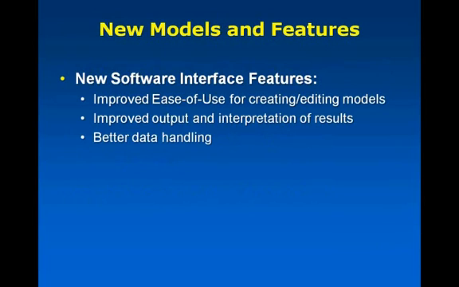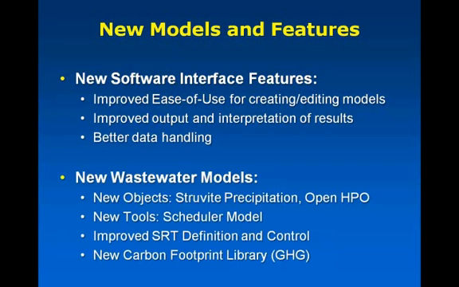We have done some work on our drawing board system, improving the ease of use for laying out a model and working with something a little bit more complex. We've made some new graph types and have better data handling features. At the same time, on the wastewater model side, we've added some new objects. If you open up the process table on the left-hand side of the screen now, you'll see a few new objects there, such as the Struvite Precipitation reactor and the open high-purity oxygen model, which I'm going to demonstrate a little bit down the road. We'll also talk briefly about our new carbon footprint library that has greenhouse gas models in it as well.